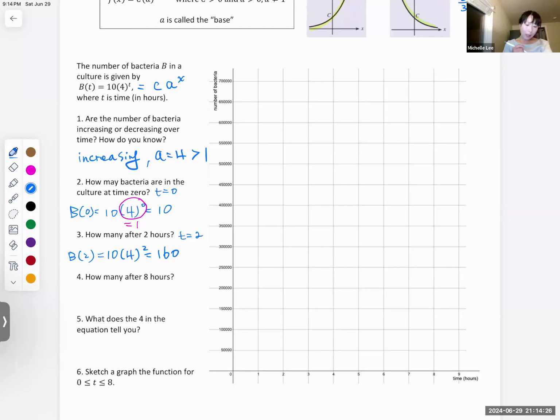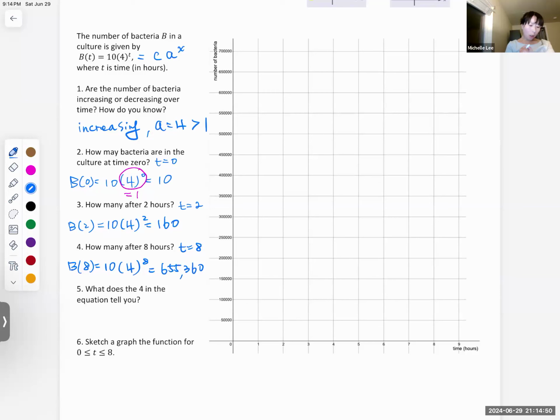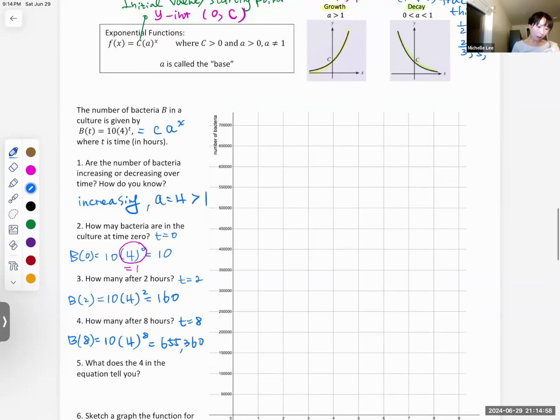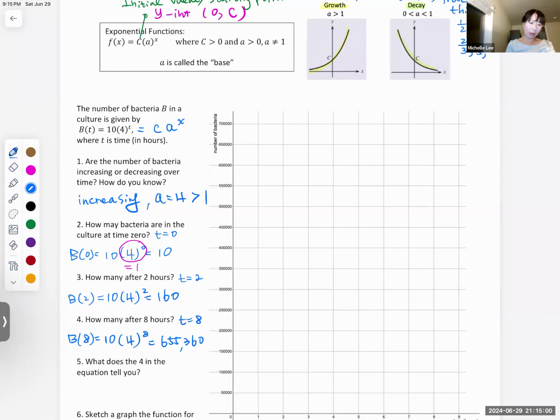Now, how many after 8 hours? That means T equal to 8. B of 8 equals 10 times 4 to the 8th power. So if we calculate, this is 655,360. Okay, number 5: what does the 4 in the equation tell you? So what do you think about this one? It's growth, right? We knew that. We talked about it in number 1, growth.